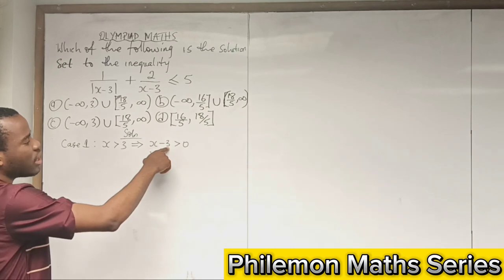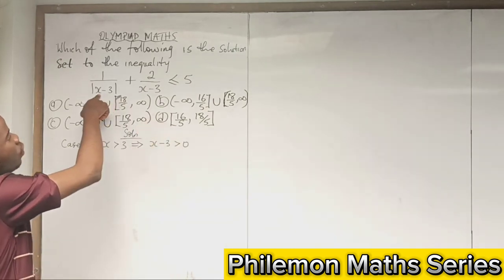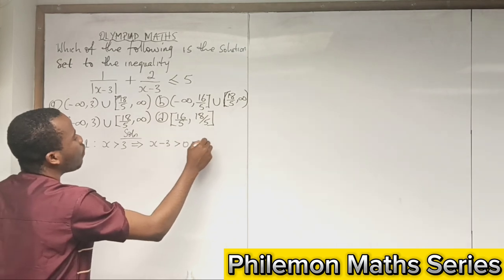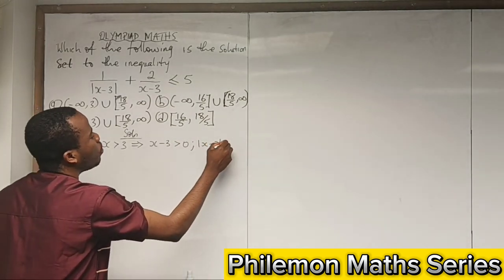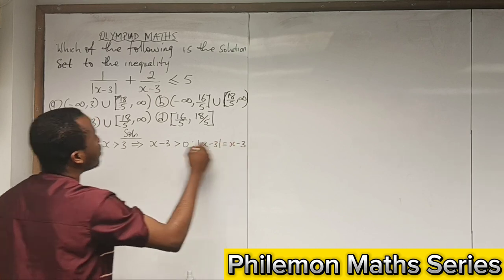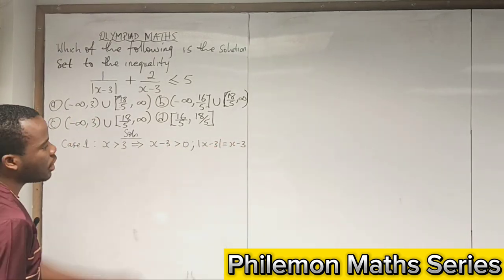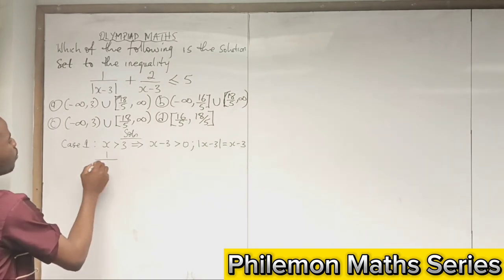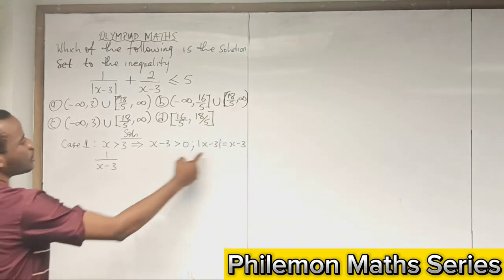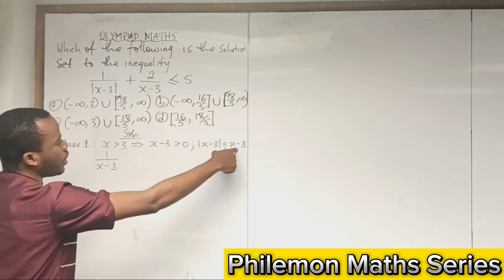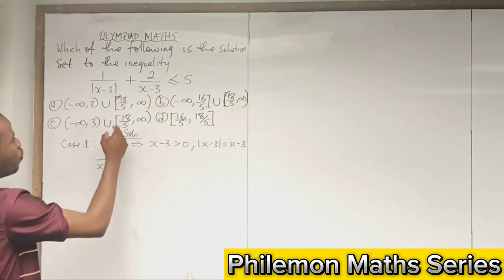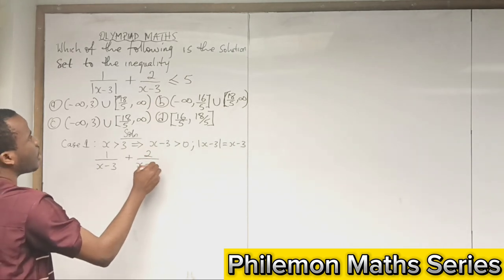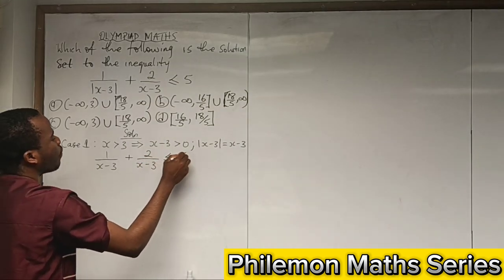Since x minus 3 is greater than 0, if we substitute it into this absolute value, the absolute value of x minus 3 will be equal to x minus 3. The absolute value of a positive number is always positive. We will now have 1 over x minus 3, since the absolute value is the same, plus 2 over x minus 3, less than or equal to 5.